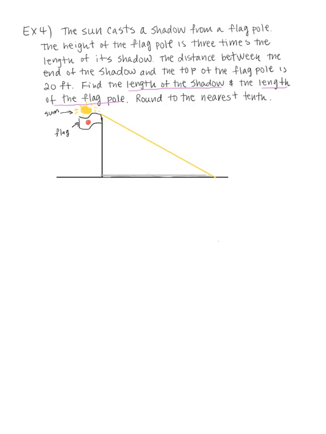Alright, now the sun is casting a shadow, so our shadow is right here. So this is the shadow. So let's give variables to what we're looking for. So first I'm going to say let L be the length of the shadow.